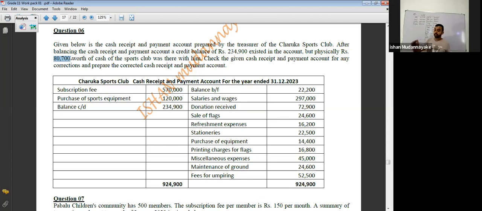But as per the incorrect cash book, the balance available in the cash book is 234,900. That is an incorrect balance. And now you need to correct this cash book. If you correct this cash book, the balance carried down should be 80,700. You should be able to calculate that amount. This question is similar to question number five. Last time we discussed question number five. Try to do something for this question.